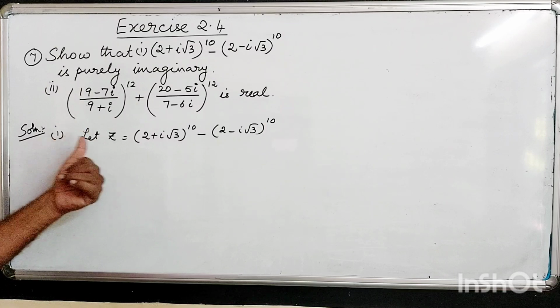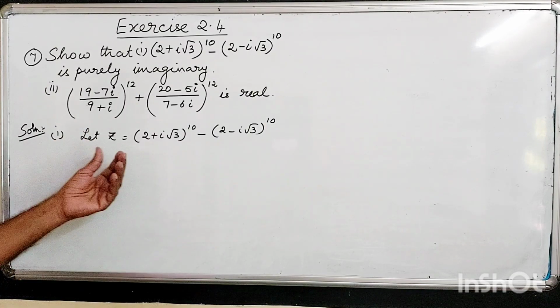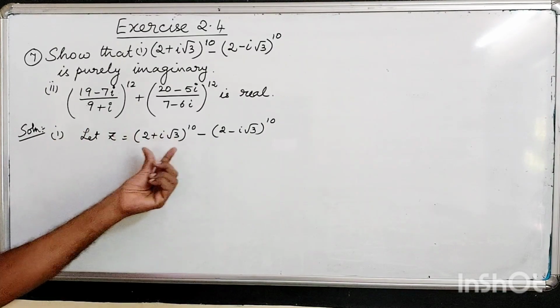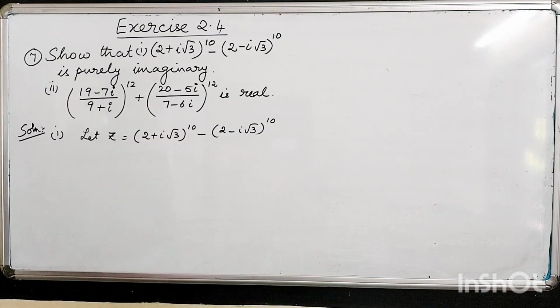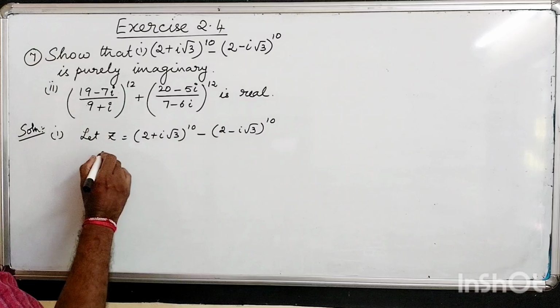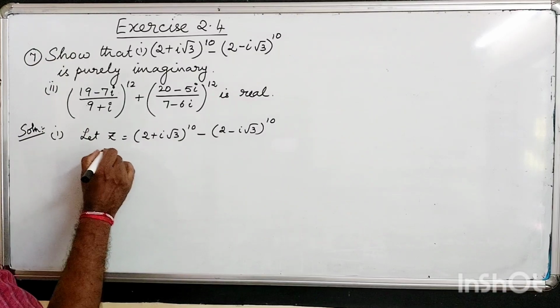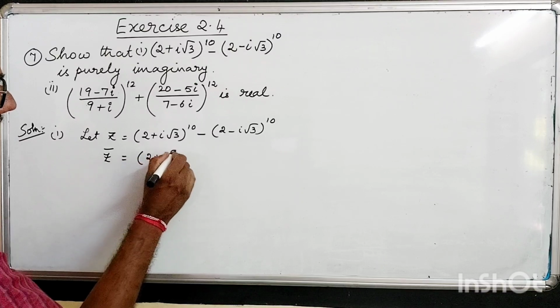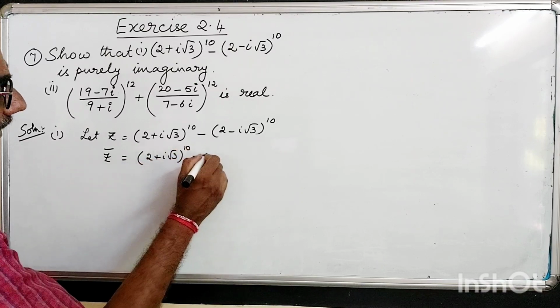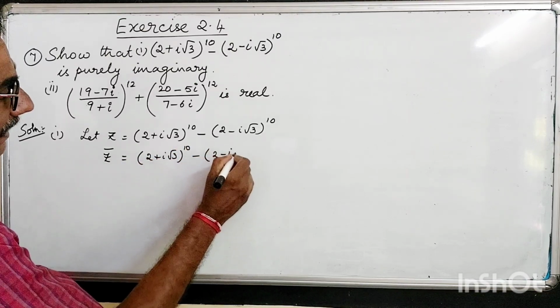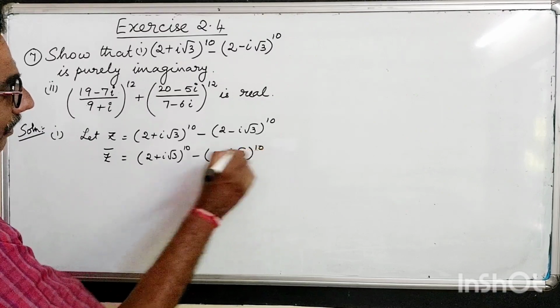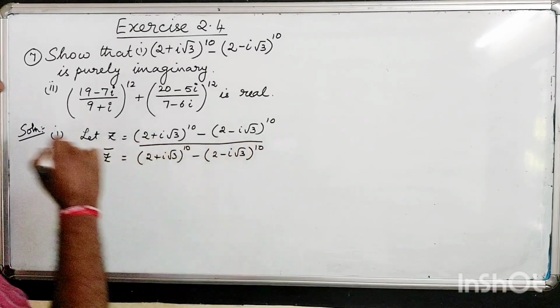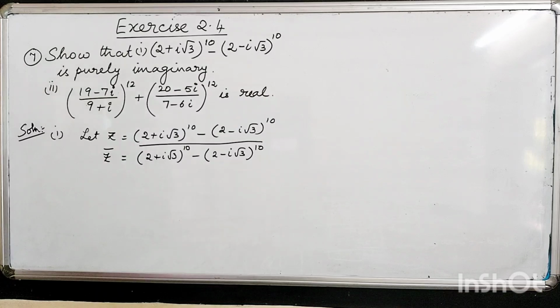So I am taking the first subdivision. Let z is equal to (2 plus i root 3) whole power 10 minus (2 minus i root 3) whole power 10. Now I am taking the conjugate for that z. Z bar is equal to [(2 plus i root 3) whole power 10 minus (2 minus i root 3) whole power 10] whole bar. This is the conjugate. Right.